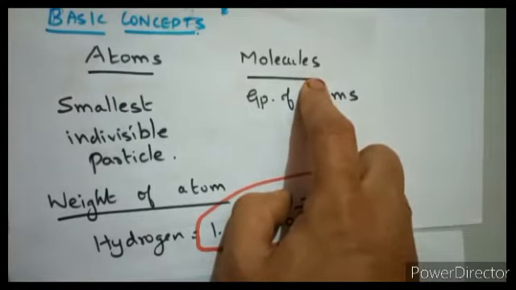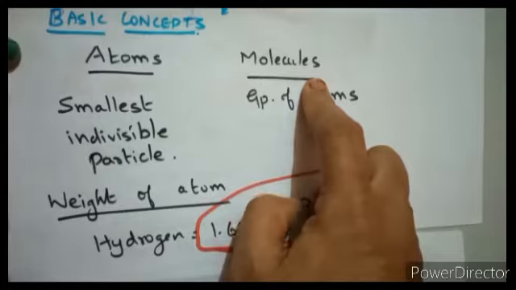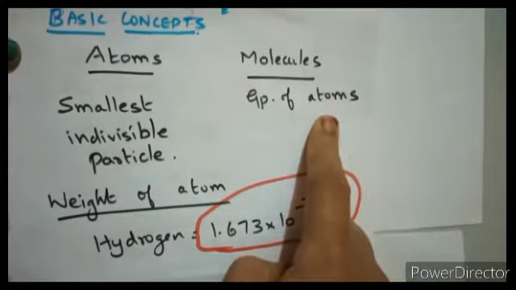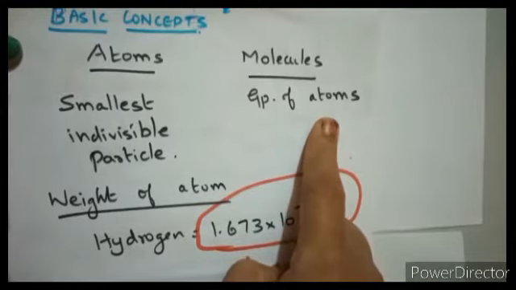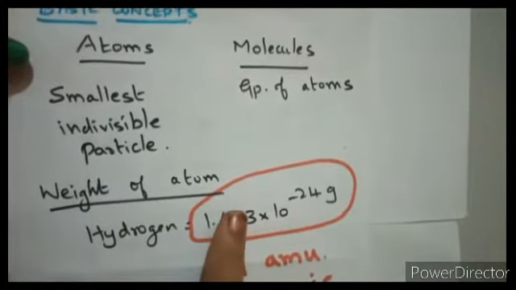Under molecules, we have monoatomic molecules, diatomic molecules, and polyatomic molecules. If it is made with more than one atom, it is called a polyatomic molecule. Now, in this lesson, we are going to see how to express the weight of atoms and molecules.